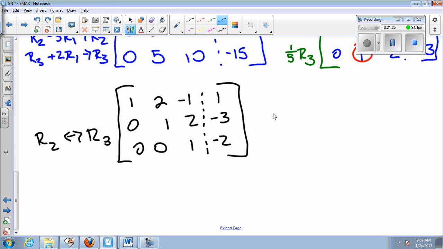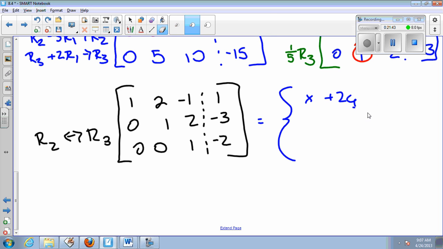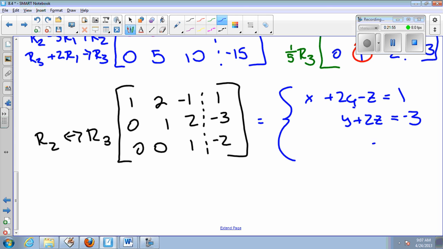If we were to put this back into a system, we'd have x plus 2y minus z equals 1. We'd have y plus 2z equals negative 3. And we'd have z equals negative 2. This is set up very well for back substitution.